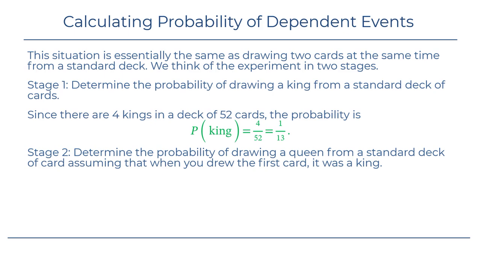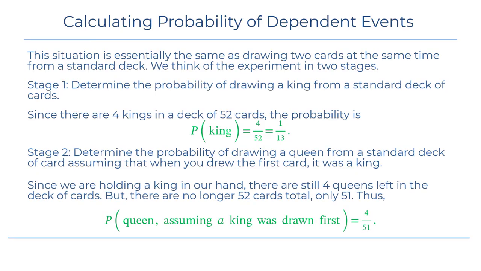Stage 2 is to determine the probability of drawing a queen from a standard deck of cards, but we assume that when I drew the first card, it was a king and I kept that king out of the deck. So now there are still 4 queens left in the deck, but instead of 52 cards total, there's only 51 because I'm still holding that king in my hand. Thus, the probability of drawing a queen, assuming a king was drawn first, is 4 out of 51.